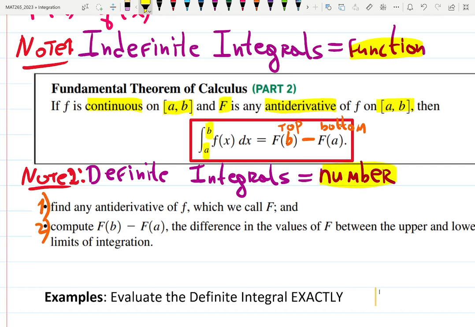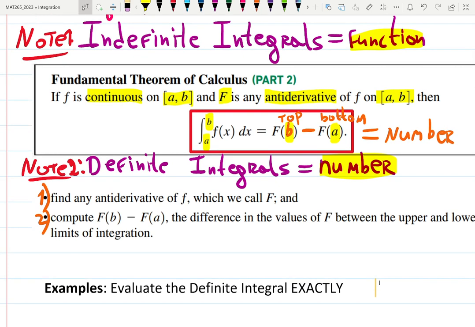Because we're defining a and b, and then we also plug them in, and then you naturally get some kind of number. Let me show you examples, and then I will explain more what is going on here. But I want to mention that this is a number. In the previous chapter, 5.1, that was a function, antiderivatives or indefinite integral. So on the exam, you will have both.